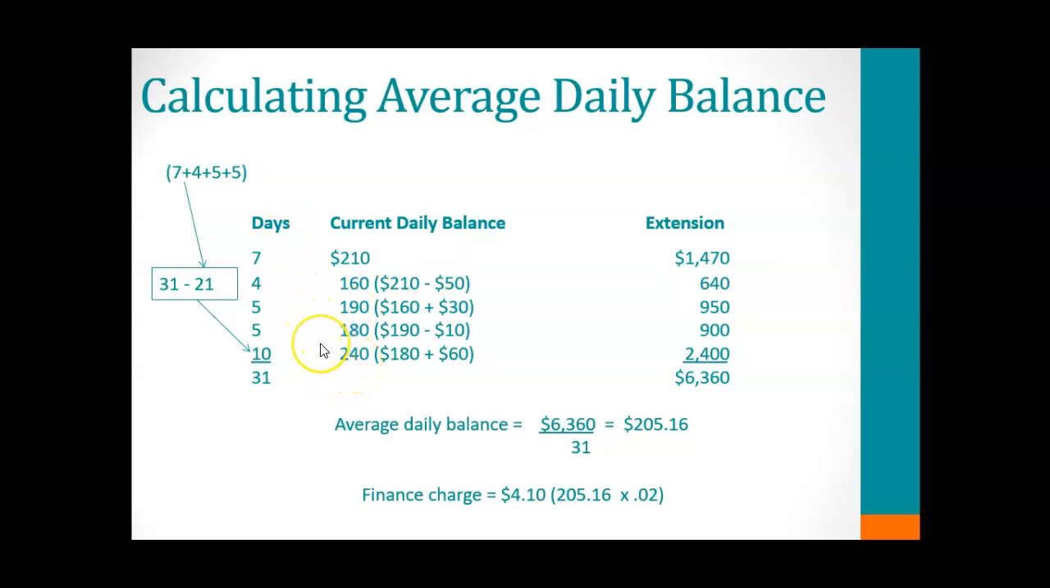Now, this is the 31-day billing cycle. These other transactions took place within the first 21 days. So the balance remained at 240 for the last 10 days of the billing cycle. So you multiply the number of days times that balance to get what's known as the extension. You're going to add those amounts all together to get a total of $6,360. Divide that by the number of days in the billing cycle, being 31 days.